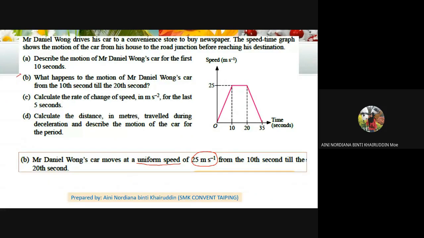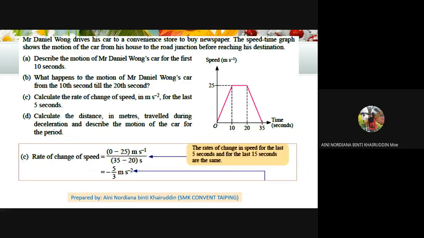Okay, settle B. Question C. Calculate the rate of change of speed in meter per second square for the last 5 second. So nak cari gradient. Gradient kat sini, you akan dapat negatif. Katakan dalam exam tersilap buat, you tak buat 0 minus 25, katakan you buat 25 minus 0, lepas tu you akan dapat positif value.